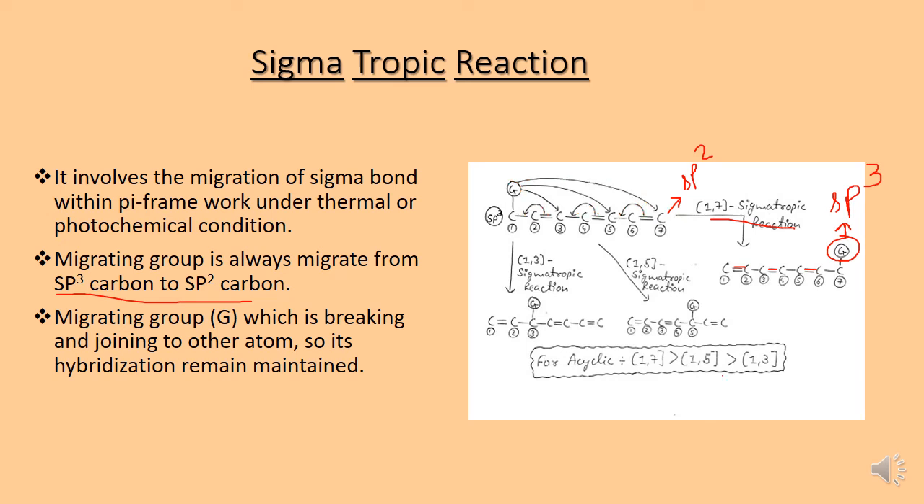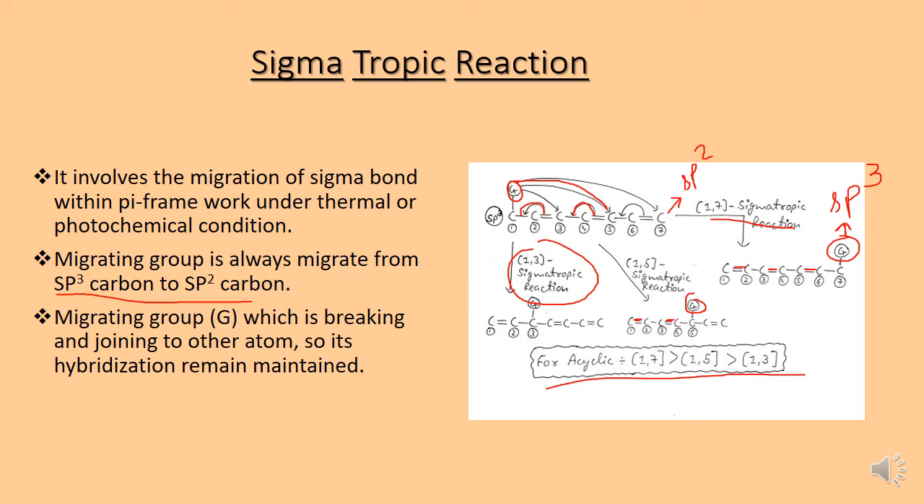Then we will discuss the 1,5 sigmatropic reaction. Here group G is shifted to the C5 carbon like this, and this pi bond is shifted like this, so here you will get a pi bond. Here the pi bond is shifted like this, so you will get a pi bond. In the same way, a 1,3 sigmatropic shift is also possible. Here I am taking the order in which reactions are possible.